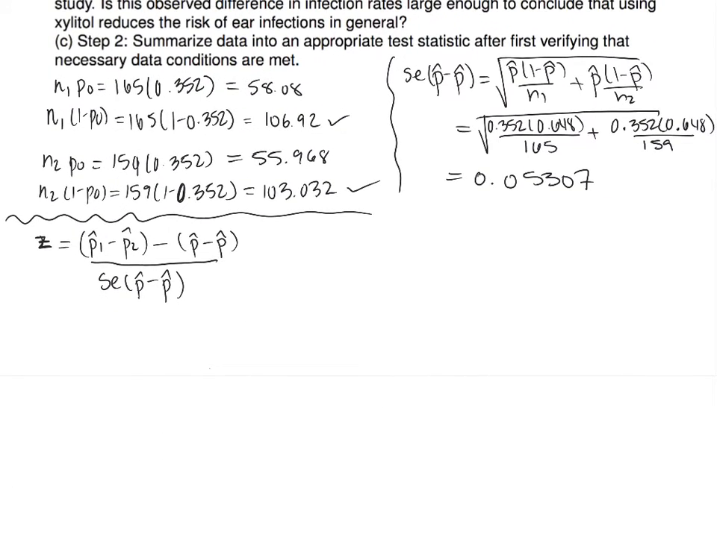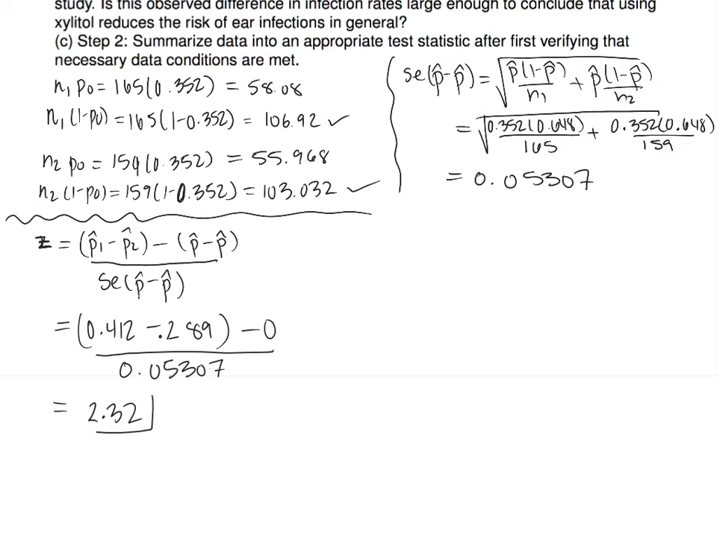All right, so now our Z value: our p1 hat was 0.412 minus 0.289, minus 0, divided by this standard error. This comes out to be 2.32.